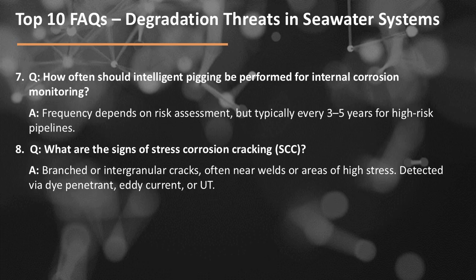Question number 8. What are the signs of stress corrosion cracking or SCC? Answer: branched or intergranular cracks, often near welds or areas of high stress. Detected via dye penetrant, eddy current, or UT.